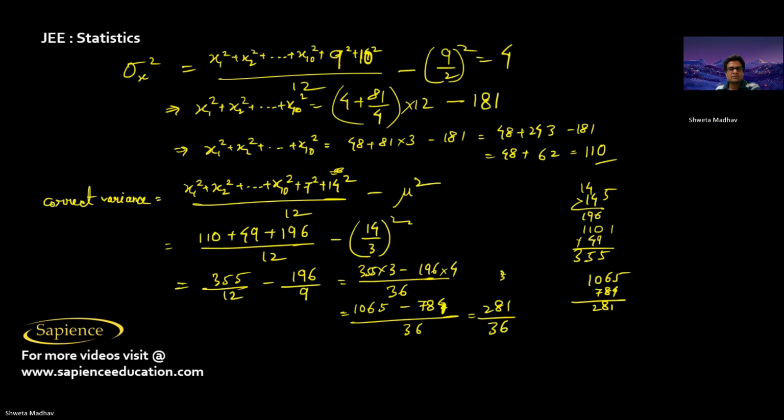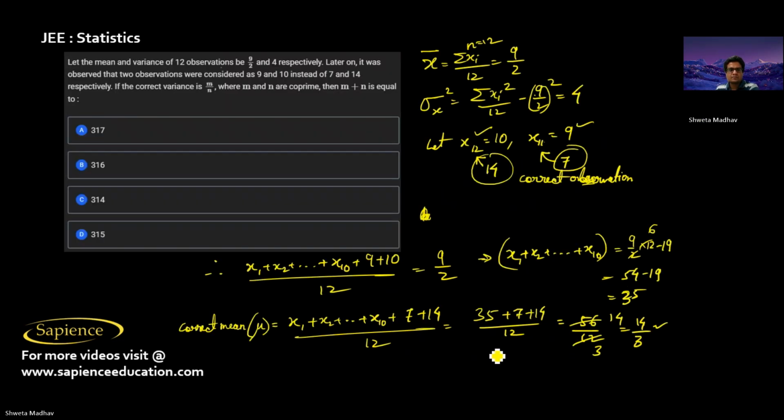281 by 36. Now they are both co-prime only. They are co-prime. So therefore, it is told that the correct variance is M by N, but M and N are co-prime. So therefore, I would say M is 281 and N is 36. So therefore, M plus N, that will be 281 plus 36, that is equal to 317. So option A is the correct answer.